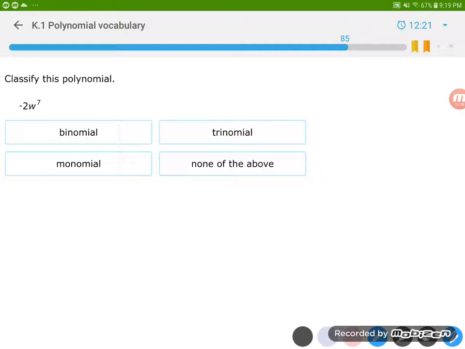Alright, so now they're switching back and forth. Now they're asking us, what kind of nomial is this? And we look at this, and we see only one term. Remember, when we're talking about nomials, we're talking about algebraic terms. I look at this, and I only see one algebraic term, which means it's going to be a monomial.